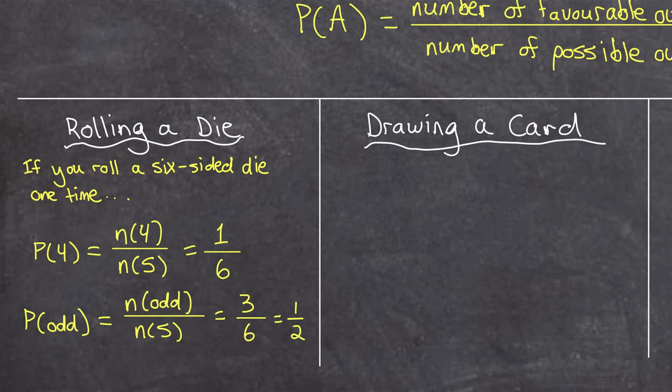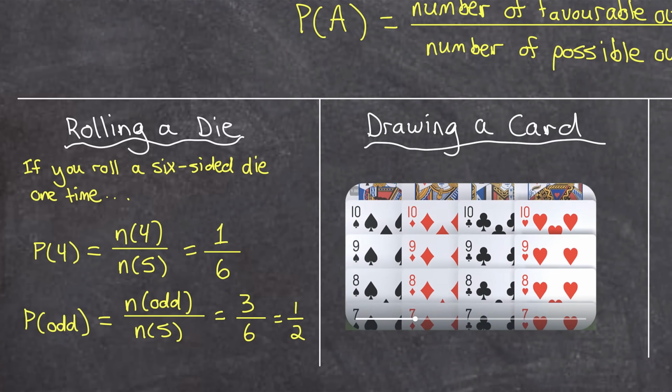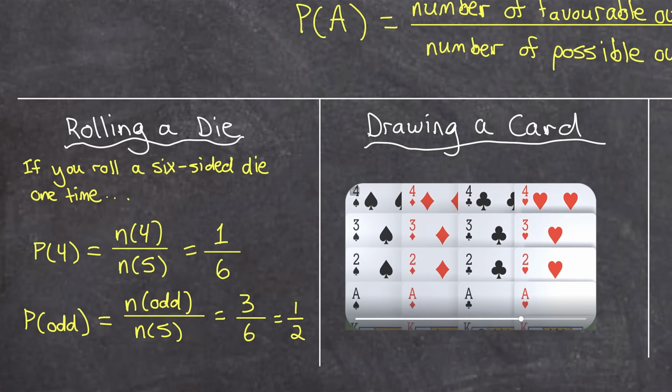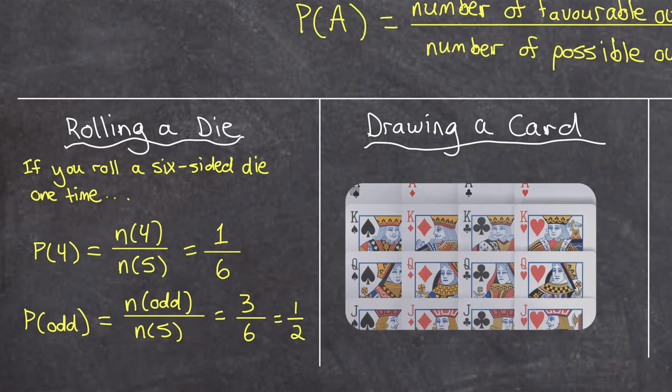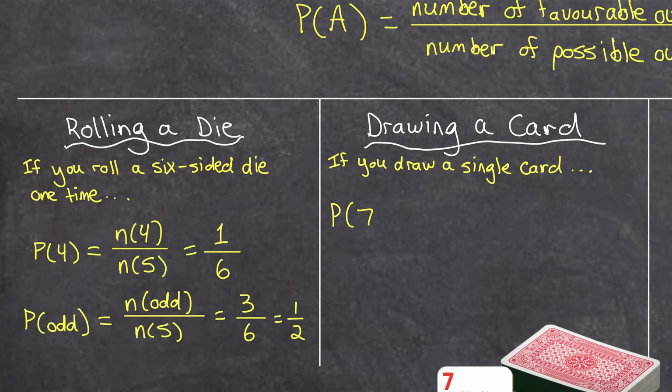For any question involving playing cards, we'll assume it's a standard deck of 52 cards, where there are the numbers 2 through 10, Jack, Queen, King, and Ace, for each of the 4 suits: hearts, diamonds, spades, and clubs. If we were to draw a single card from a deck of cards, let's calculate the probability that that card is the 7 of hearts.